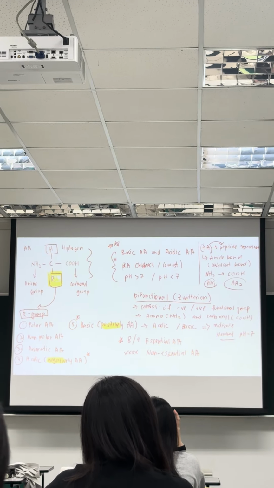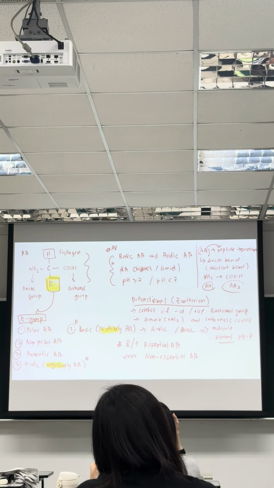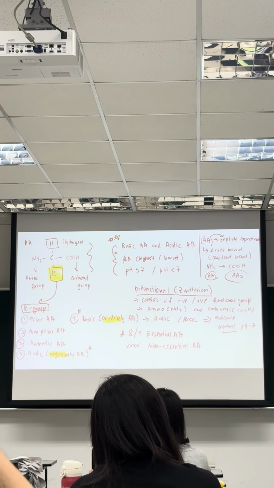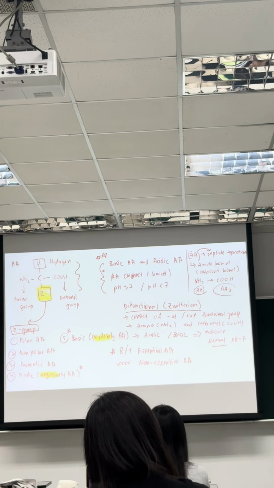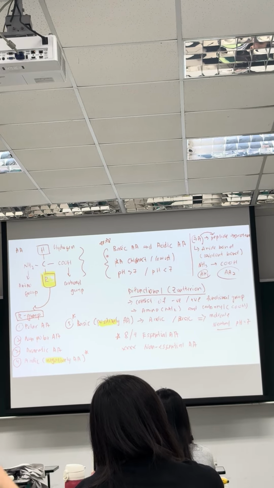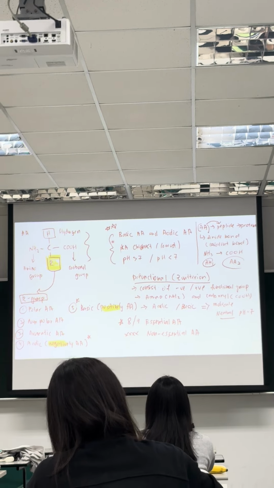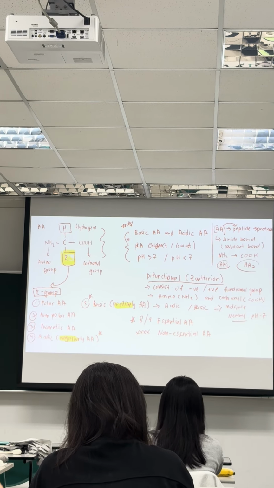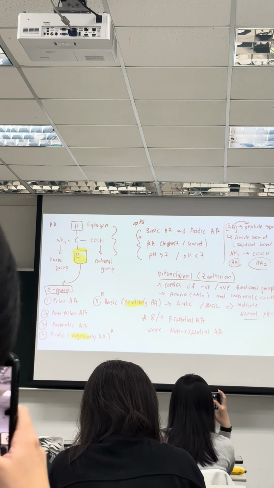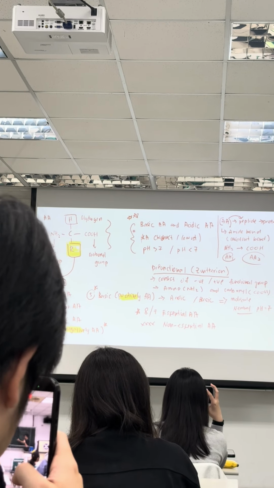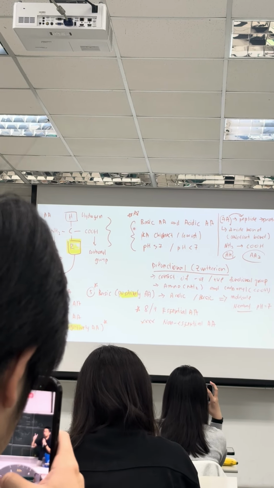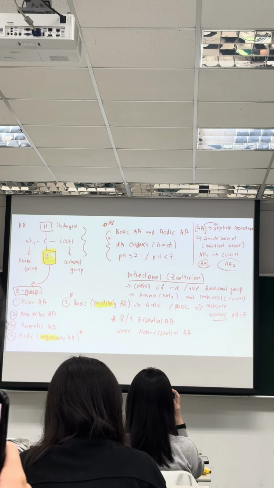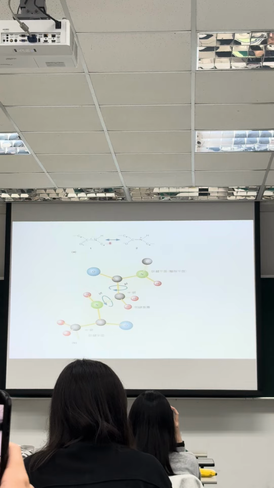And the last one is, what are the two types of amino acid that contain a sulfur group? I think I mentioned this. Do you still remember? Go figure it out. There are two types of amino acid that contain sulfur groups, the disulfide and sulfide groups.